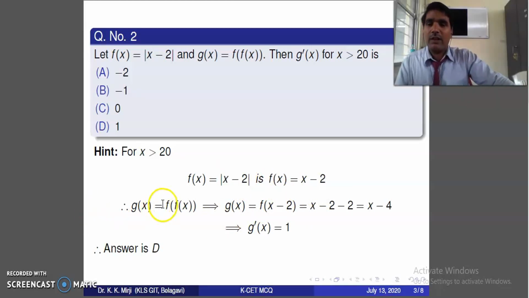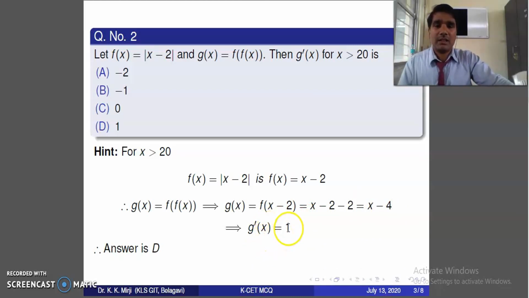So therefore g of x is f of x, which implies that the f of x value you can put here. So the f of x value is how much? That is x minus 2. So therefore g of x is equal to f of x minus 2, where f of x is equal to x minus 2. So therefore here we have f of x minus 2, that is, x minus 2 minus 2. So therefore you will get x minus 4. If you differentiate now with respect to x, then g dash of x becomes the derivative of x, which is 1, and the derivative of 4 is 0, so it is not necessary to write.